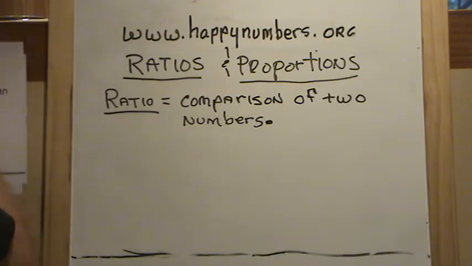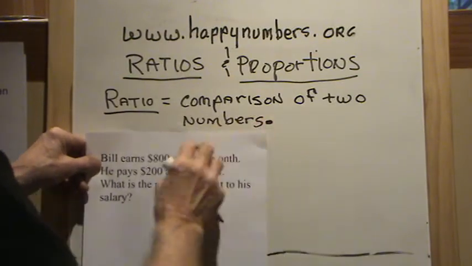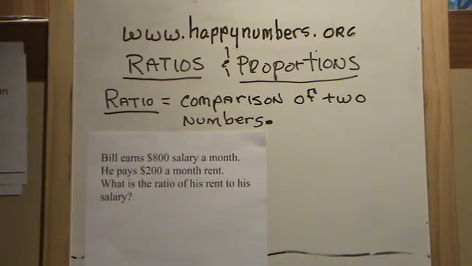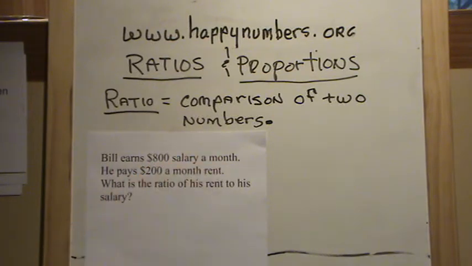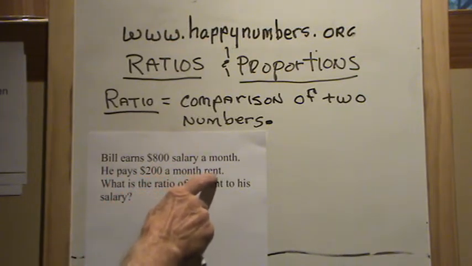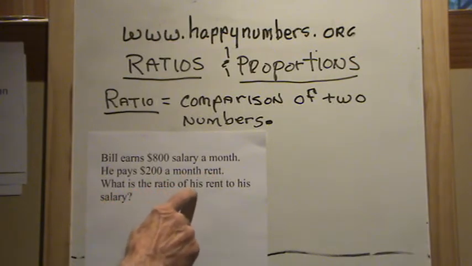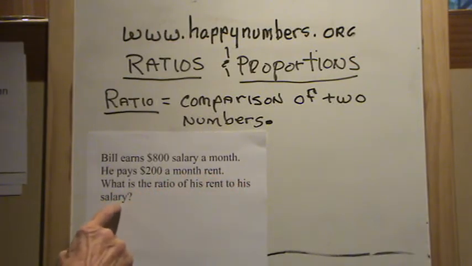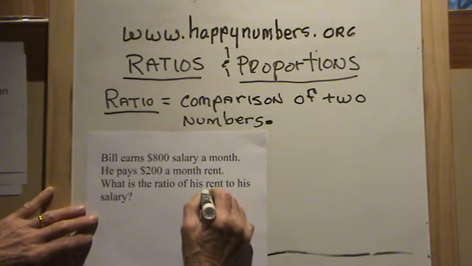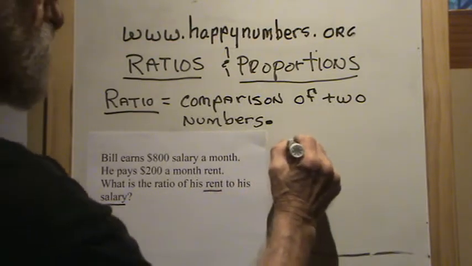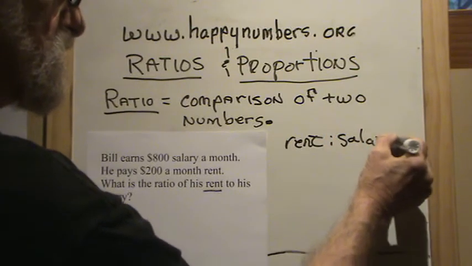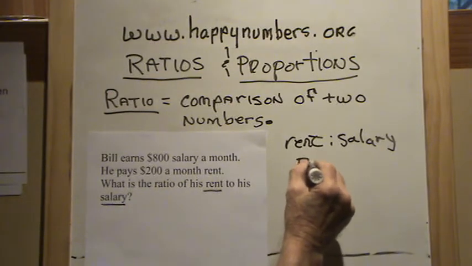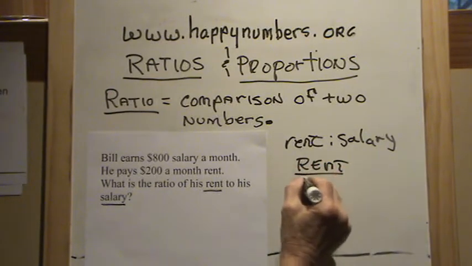Let's take a look at this one. I think you'll be able to read that. It says Bill earns $800 salary a month. He pays $200 a month rent. What is the ratio of his rent to his salary? Okay, so now they're asking us the ratio of rent is to salary.